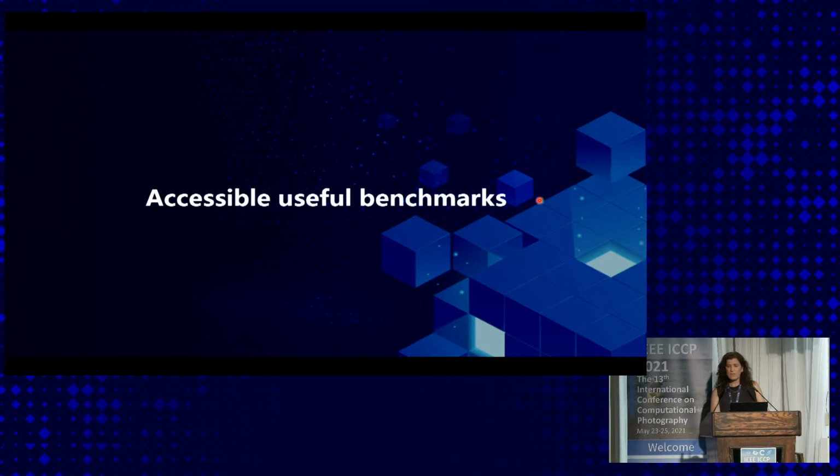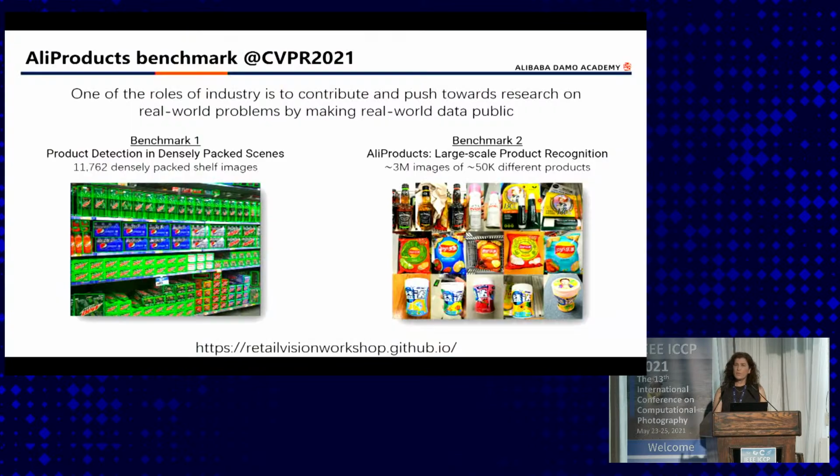Another aspect that I think is very important when it comes to data is the understanding that real-world data is not necessarily what you find in benchmarks. I think this is something that the industry should help with and contribute to the research community. And to stand behind these words, I'll present two initiatives that we have launched, whose main purpose is contribution to the community. One of them is a workshop, Retail Vision, that was run in CVPR 2020 and will run again in CVPR 2021.